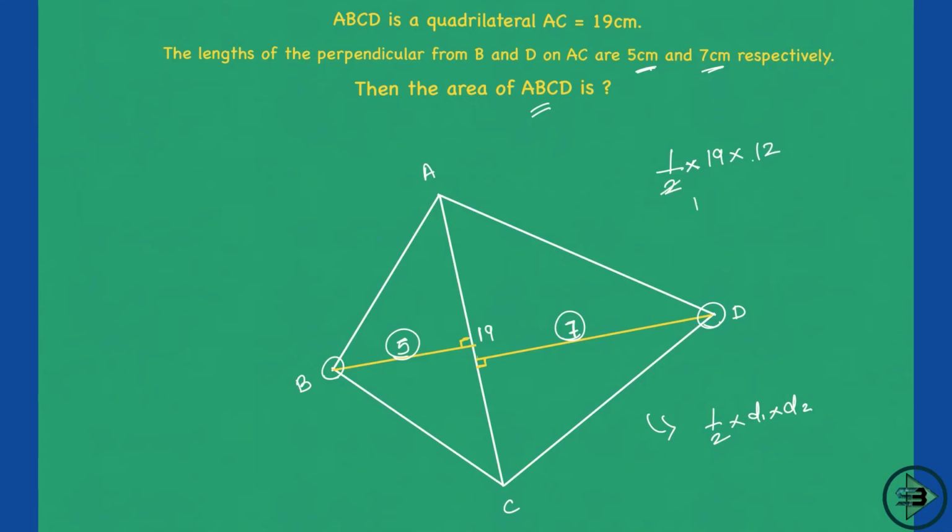So 2 1s are 2, 2 6s are 12, that is 19 into 6. Okay, 19 into 6 will be what? 9 6s are 54, and 6 1s are 6, 7, 9, 10, 11, 114. Okay, that will be the area of ABCD. So the area of ABCD will turn out to be 114 centimeters square. Okay, that's how simple it is. So in case any quadrilateral is given, just remember this trick and you will reach your answer quite easily. Okay, so that was one simple problem that we solved with respect to this quadrilateral.